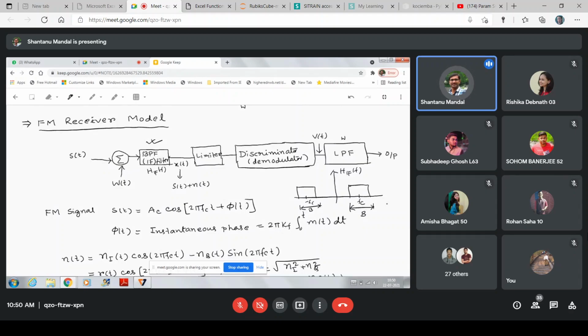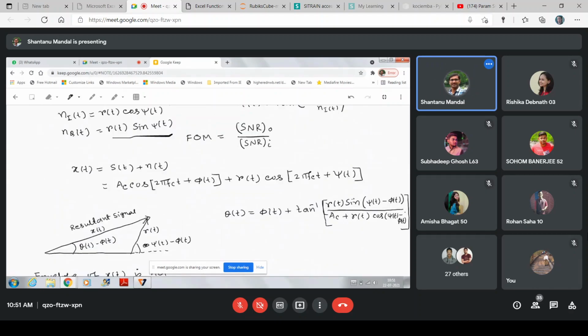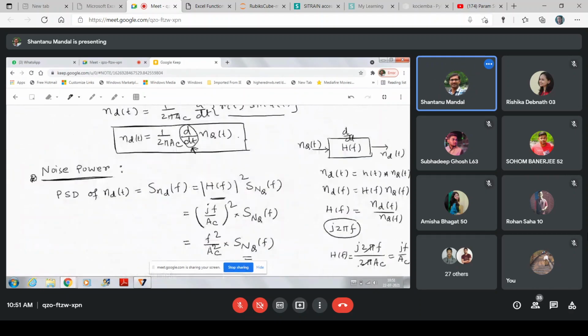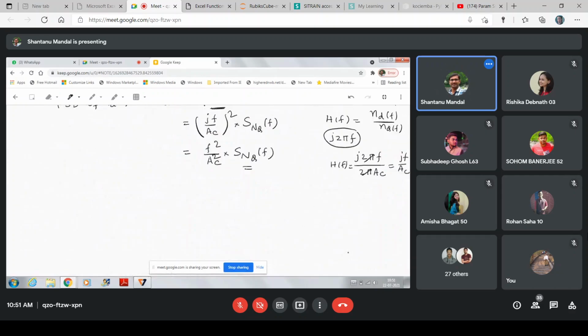Now, when the noise W(t) passes through these types of filter, then W(t), that is noise, is also limited to this transfer function. So here we have to draw this one, that is, the noise component.